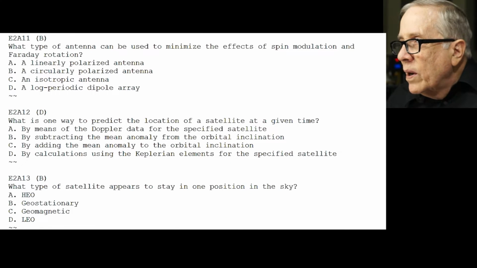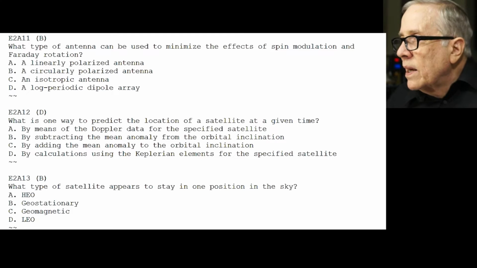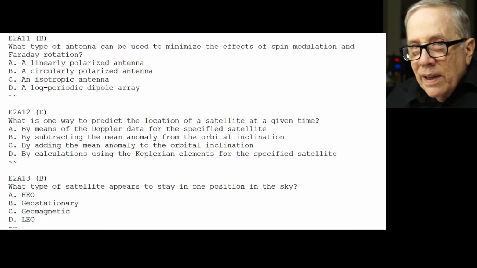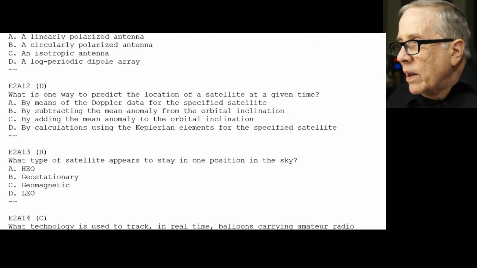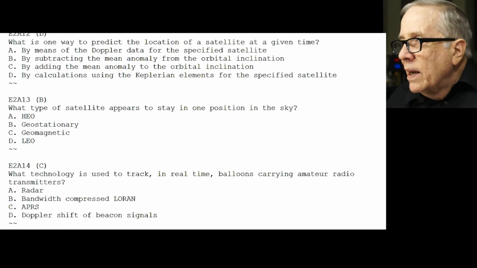E2A12. What is one way to predict the location of a satellite at a given time? D, by calculations, the Keplerian elements for a specified satellite. I think the easy answer is you look it up on the internet, or a calculator or a pad that has an algorithm. All right, enough of that.